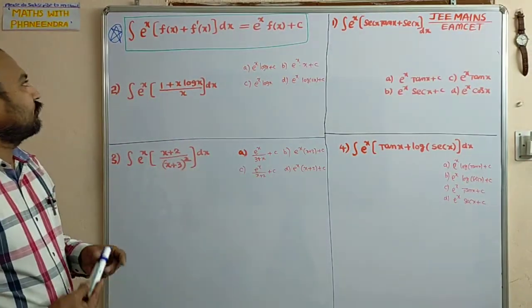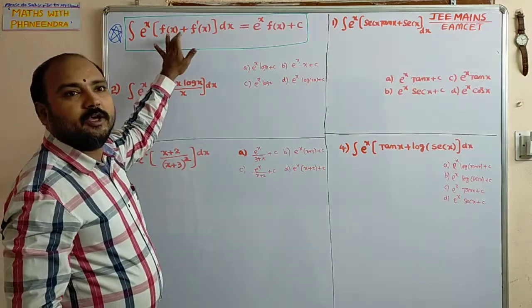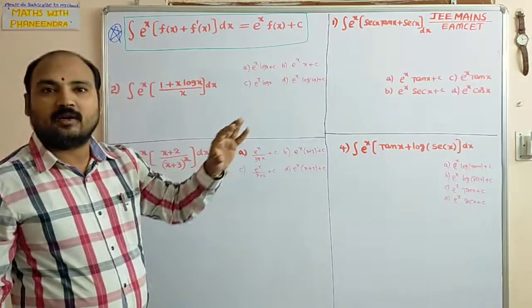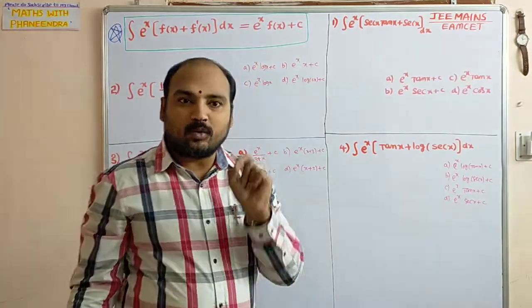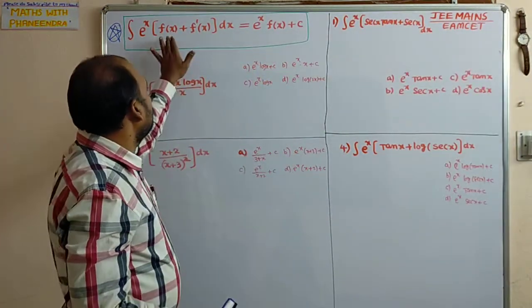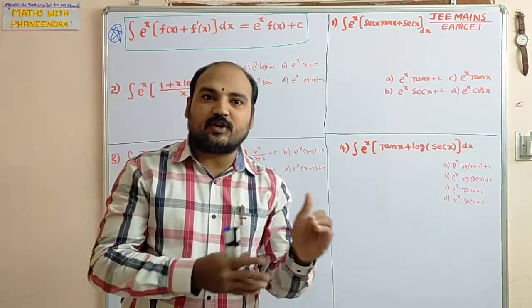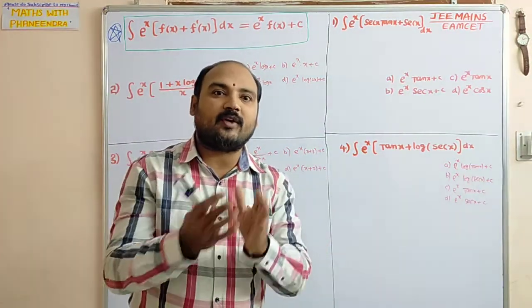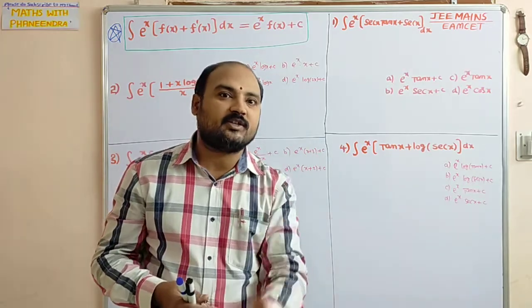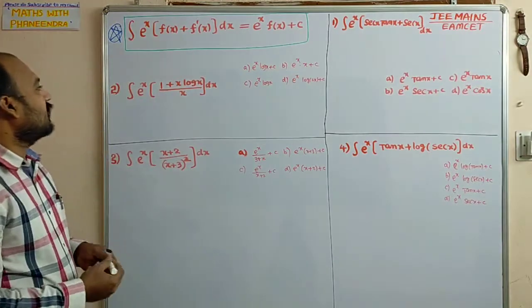See here, the given integral you have to make it into this form and get the answer. The thing is, you have to recognize among the two functions in the questions which function is f of x, which function is f dash of x. If you recognize what is f of x, what is f dash of x, we will get the answer easily. See, let us have a discussion.